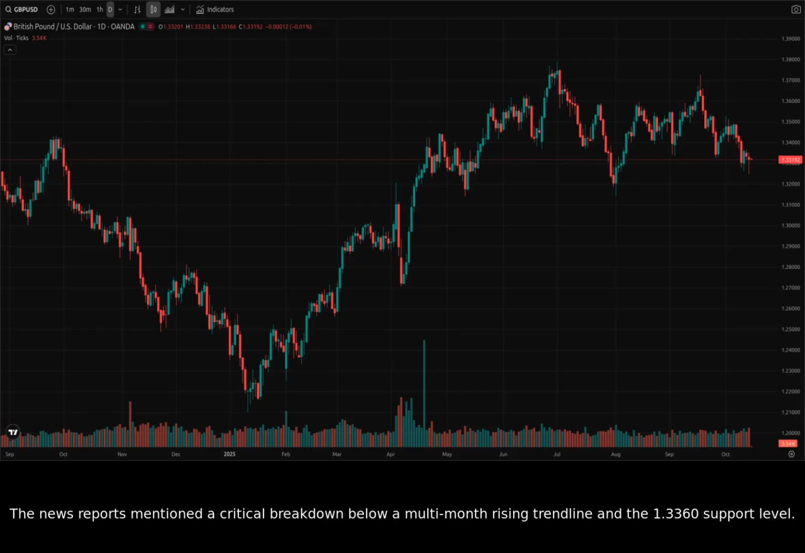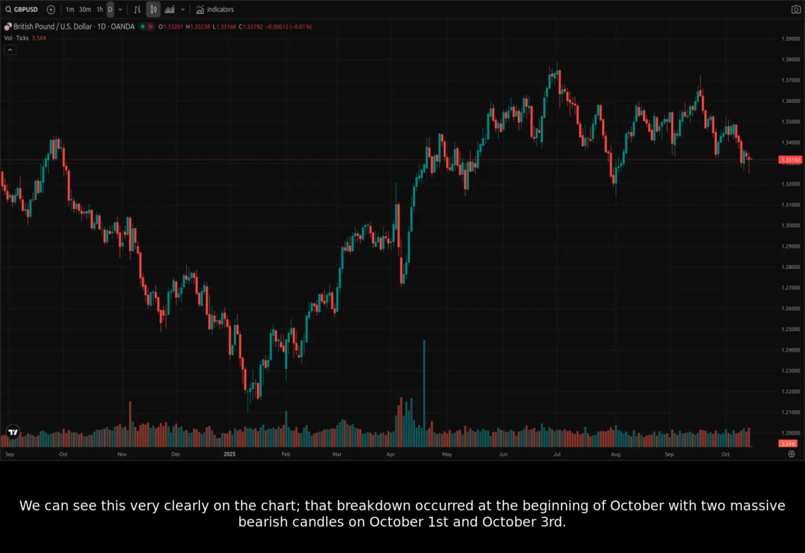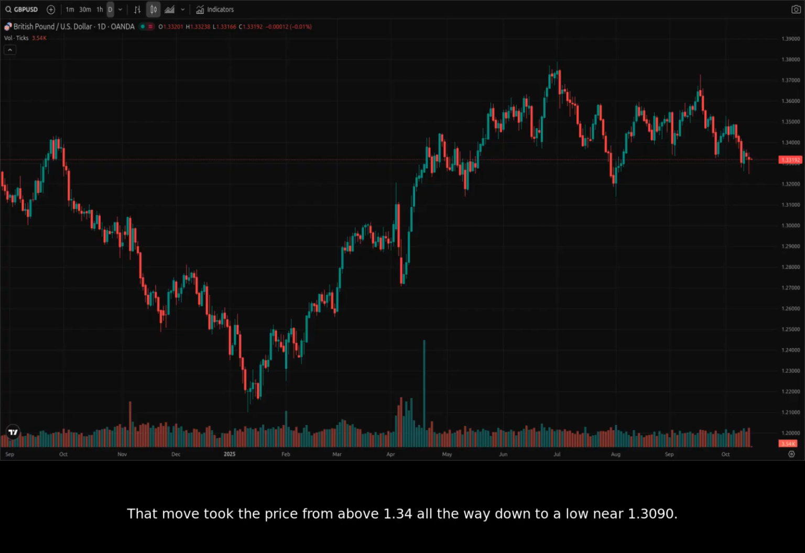The news reports mentioned a critical breakdown below a multi-month rising trend line and the 1.3360 support level. We can see this very clearly on the chart. That breakdown occurred at the beginning of October, with two massive bearish candles on October 1st and October 3rd. That move took the price from above 1.34 all the way down to a low near 1.3090.